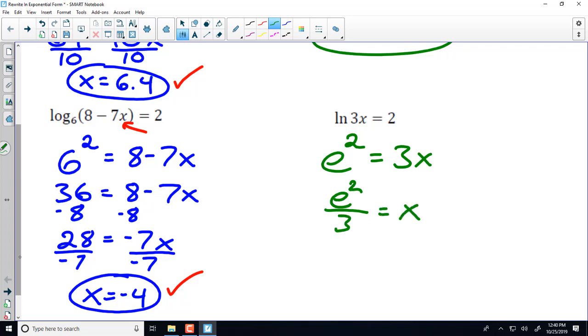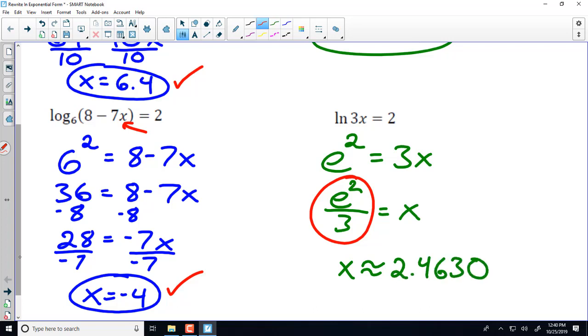Now, if I or my math lab was asking you for an exact answer, this is actually it right here. This is the exact answer. But if you were told to give a decimal approximation for this one, then on your calculator you do e squared divided by 3, and this ends up being approximately 2.4630. So depending on whether they want the exact answer or the approximation, that tells you where you should stop. And of course, if we take this horrible decimal and multiply it by 3 up here, we get a positive number that we're taking a logarithm of, so this answer is fine.